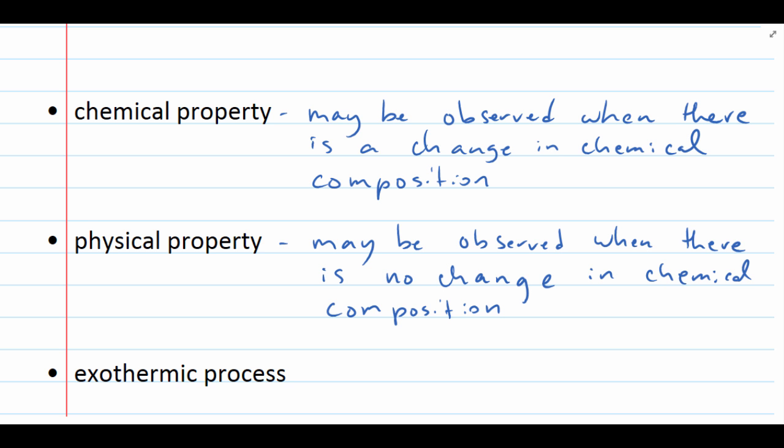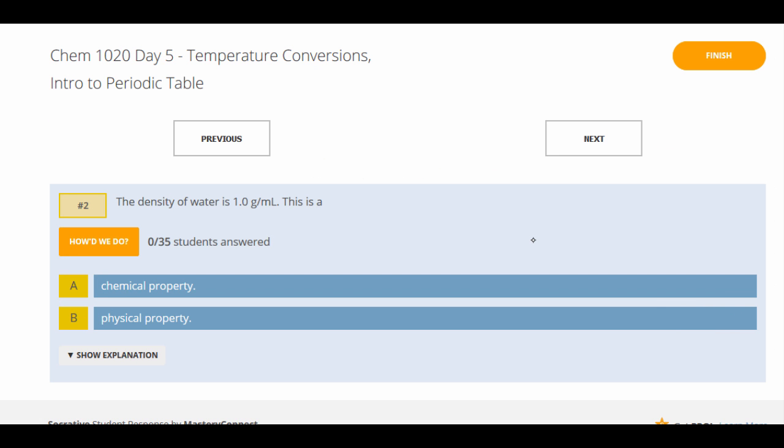So with this, we have a couple of questions on your Socrative app. Here would be one example. The density of water is 1.0 grams per milliliter. This is an example of... let's get your answers locked in. 5, 4, 3, 2, 1. Perfect. That's one of the first perfects you had here.